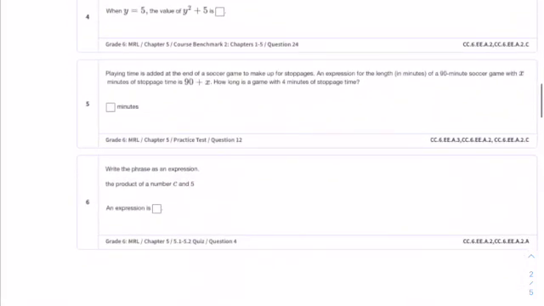When y equals 5, the value of y squared plus 5 is blank. So if y equals 5, that means it's y squared plus 5. Basically what I can do here to solve this is, whenever it says find the value, I'm just trying to find the answer for whatever variable it gave me. So I just take out the y, and instead of y, now it tells me that y is 5. So instead of y, I'll just put in the 5.